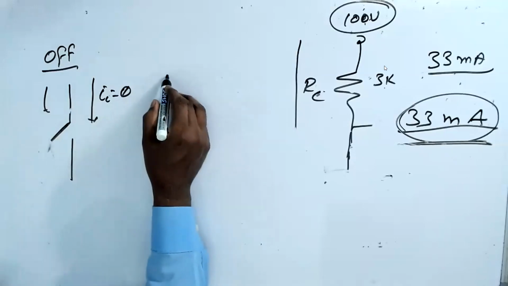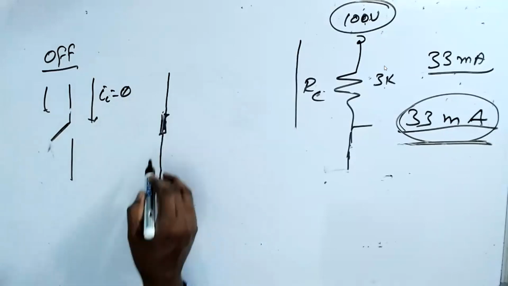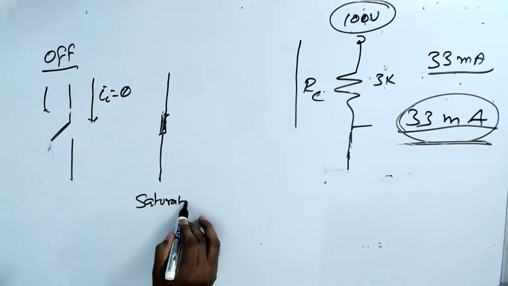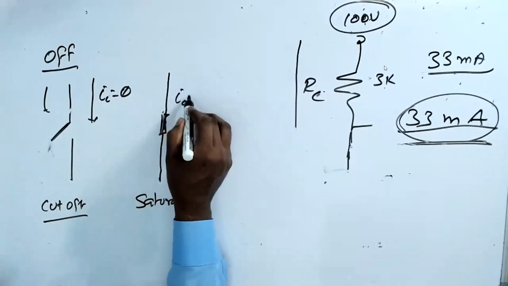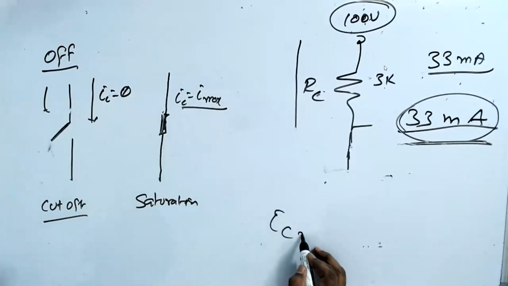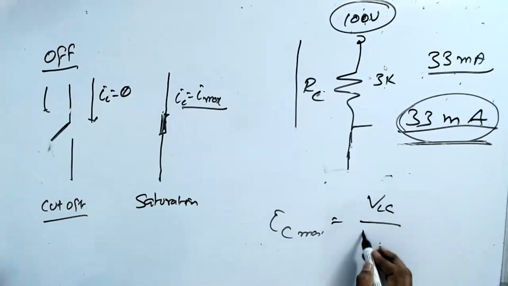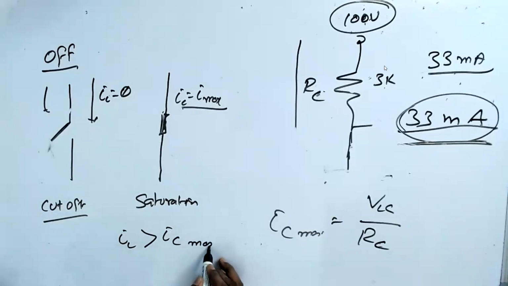And the second one is on. It's called saturation. Now IC is equal to IC max. What is IC max? IC max is equal to VCC by RC. That's the current. You cannot go beyond that. So that means when IC becomes more than IC max, IC is equal to IC max. Maybe confusing. Now I'll tell you what it is.